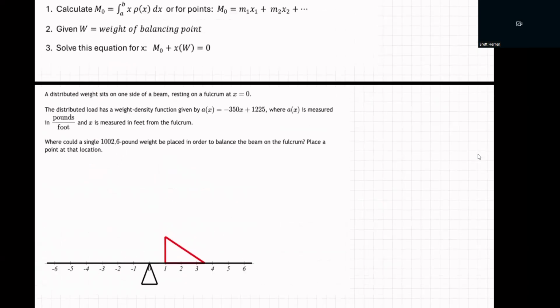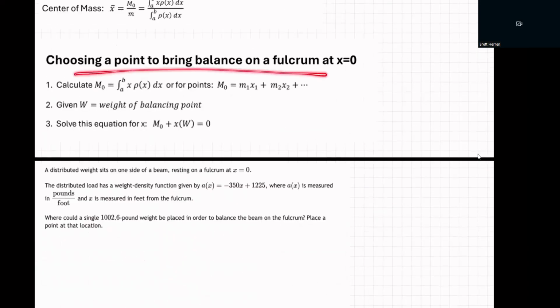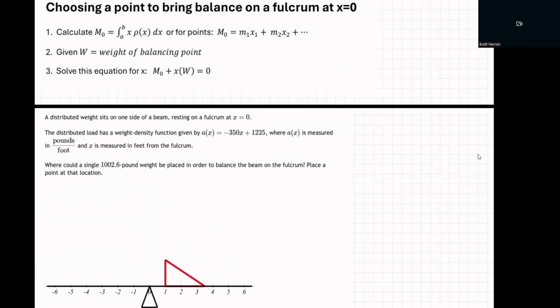Well, in class notes, choosing a point to bring balance on the fulcrum at x equals 0, calculate m0 first off the integral. Or if you have points, you do another formula, but we have a shape, we don't have points. So we're going to do this. That's our first step. m0 is the integral from a to b of x, rho of x, dx.